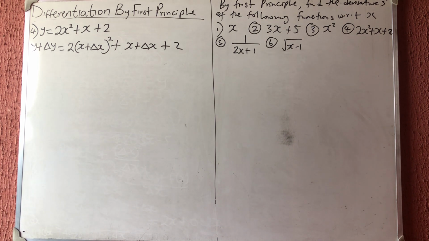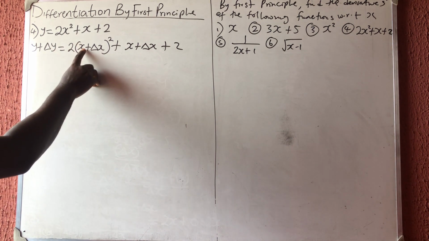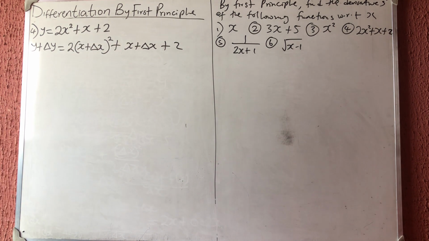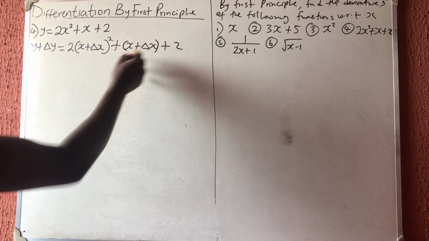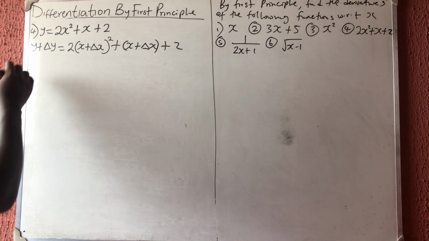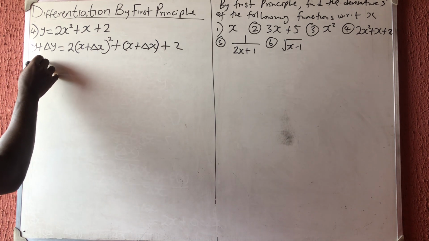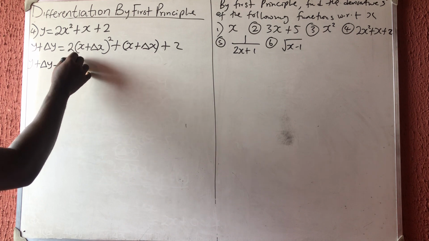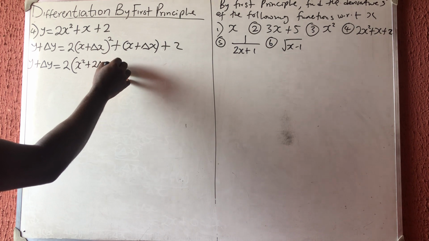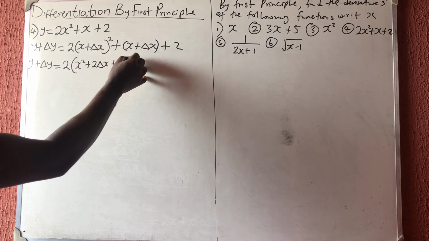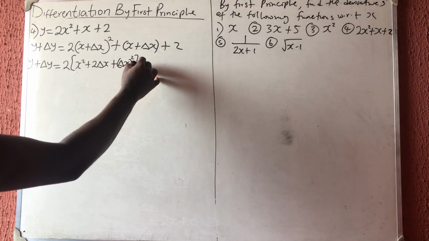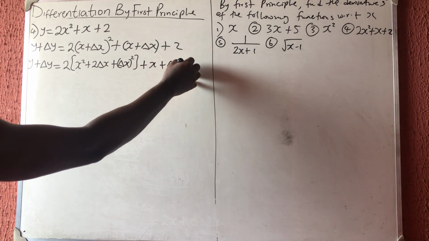Anywhere you see x, you must add change in x. I saw x here, I added change in x. Because it has squared, I put my squared. I saw x here, I added change in x to it. Right? Let me put it this way so that you know that they are together. So the next thing we do is to expand. If I expand, I'm going to have y plus change in y is equal to what? 2 in bracket of x squared plus 2 change in x plus change in x all squared, right? Like this. Then plus x plus change in x plus 2.